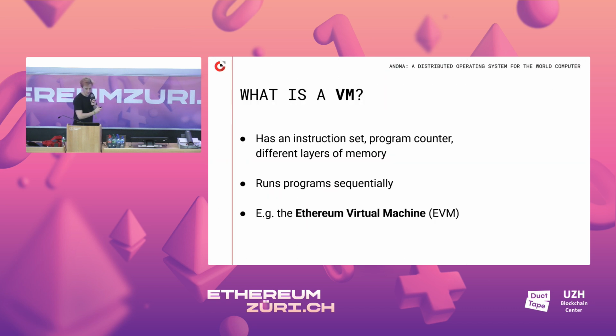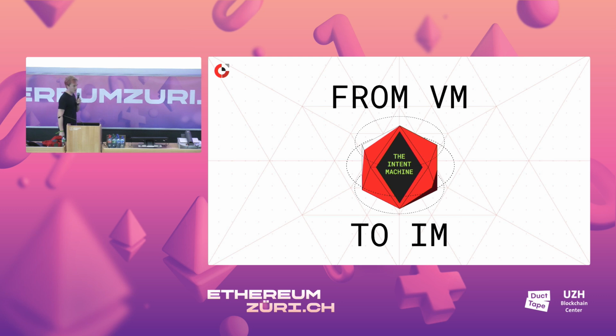Yes, so fundamentally, it's a little bit of a recap. We're here moving from a virtual machine to an intent machine. Historically, we've moved from this transaction-centric world with Bitcoin to this virtual machine-centric world with Ethereum and Ethereum-like things. And in the future, like with Anoma, we're moving away from this virtual machine-centric world to this intent machine-centric world.